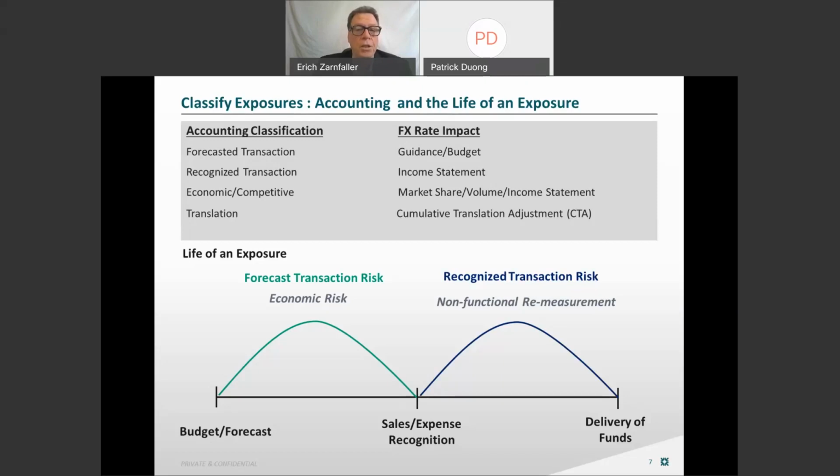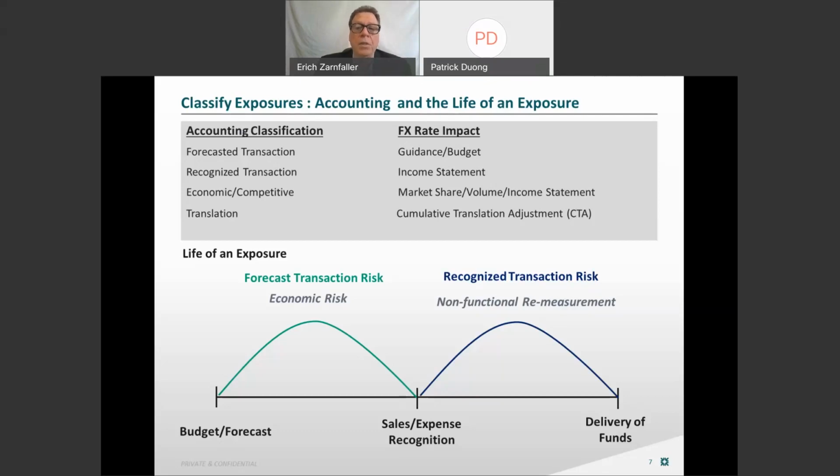Finally, there is translation exposure. These are the non-functional currency financial statements which are translated back into the functional currency of the company. The FX risk from this translation is recorded in the cumulative translation adjustment account in the equity section of the balance sheet. Most companies focus on transaction risk for their hedge program, but all exposures should be evaluated to ensure that the risks and their financial impact are understood before deciding which exposures to manage.